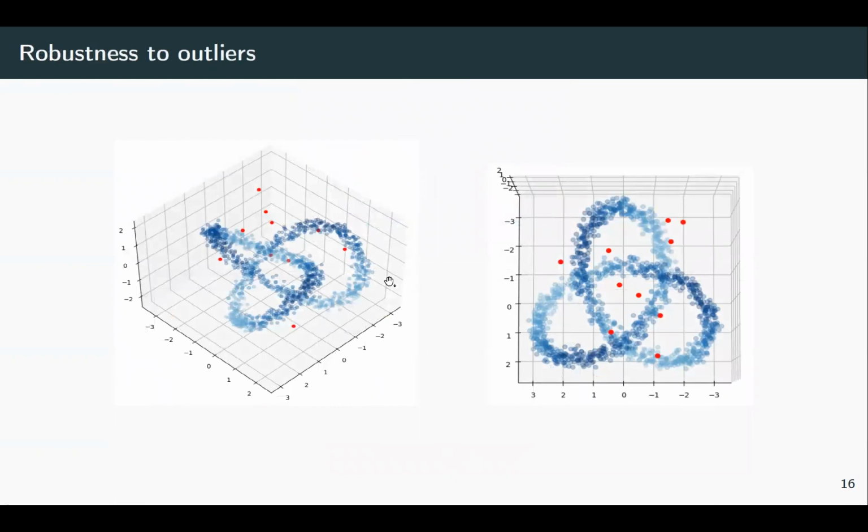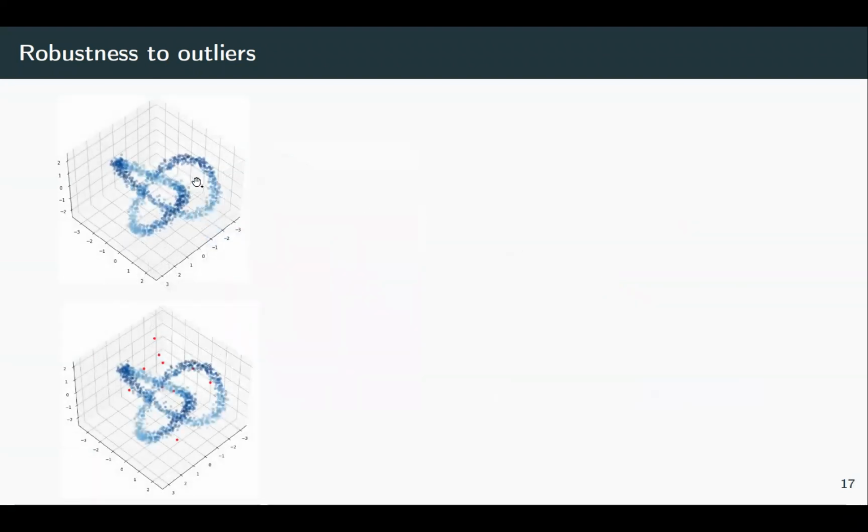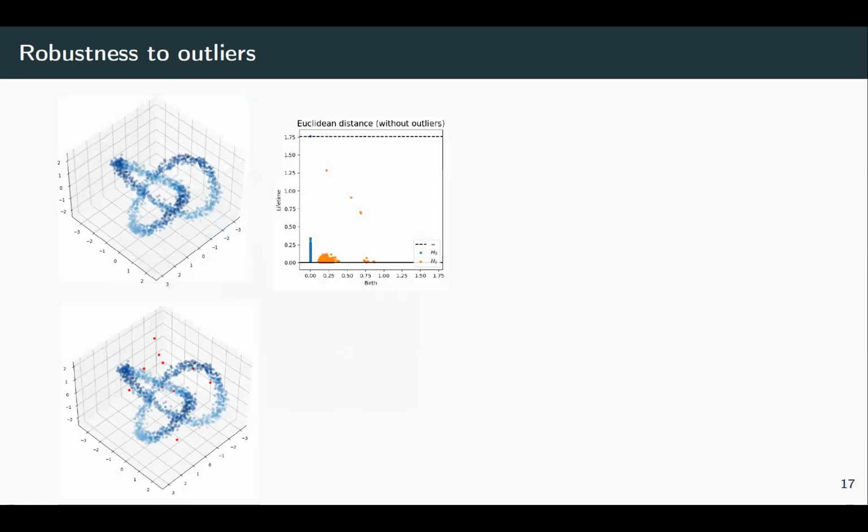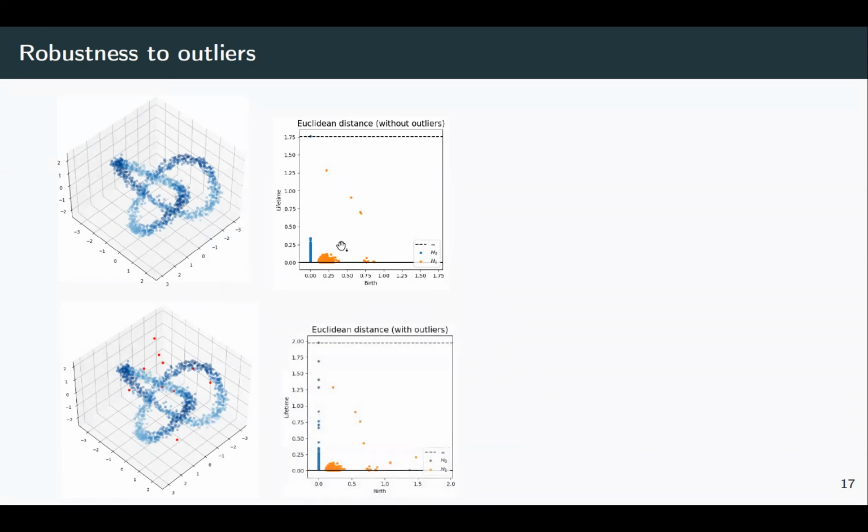So here is an example. This is a sample of a trefoil knot in blue, and you have some outliers in red, and this is a top view. What we're going to do is compute the persistence diagram of the original sample and the sample plus the outliers for different choices of distance. If you choose the Euclidean distance, it's the same problem as before. You have here 4 generators of the first homology group, and this is the problem of the ridge. The ridge here is small, and you have wrong information. And moreover, if you have outliers, okay?